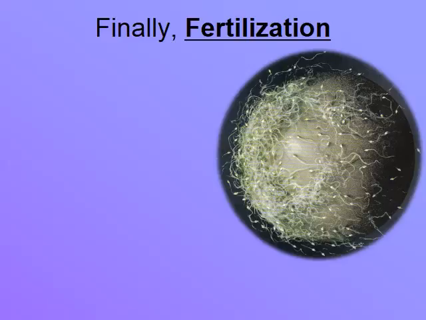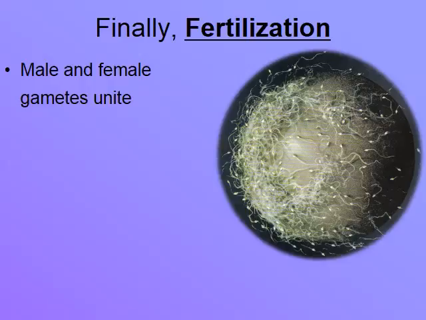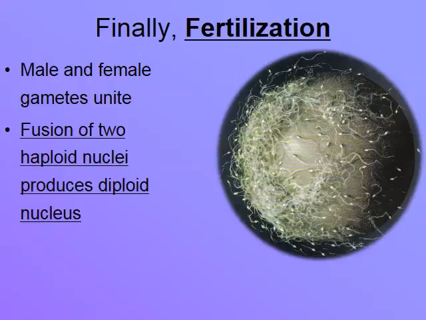So finally we reach fertilization. This is when the male and the female gametes unite, so the sperm meets with the egg. The fusion of 2 haploid nuclei produces a diploid nucleus, which makes sense because if you think about it, what we're doing here is taking 23 from dad, 23 from mom, and when they come together, we get our first body cell that has 46 chromosomes.